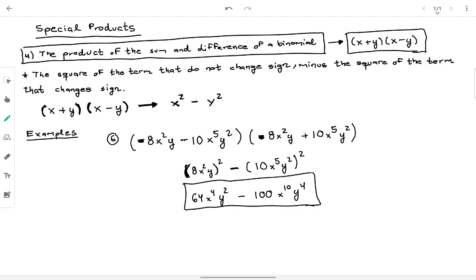That will be it for today. You can do the activity of the product of the sum and difference of a binomial.